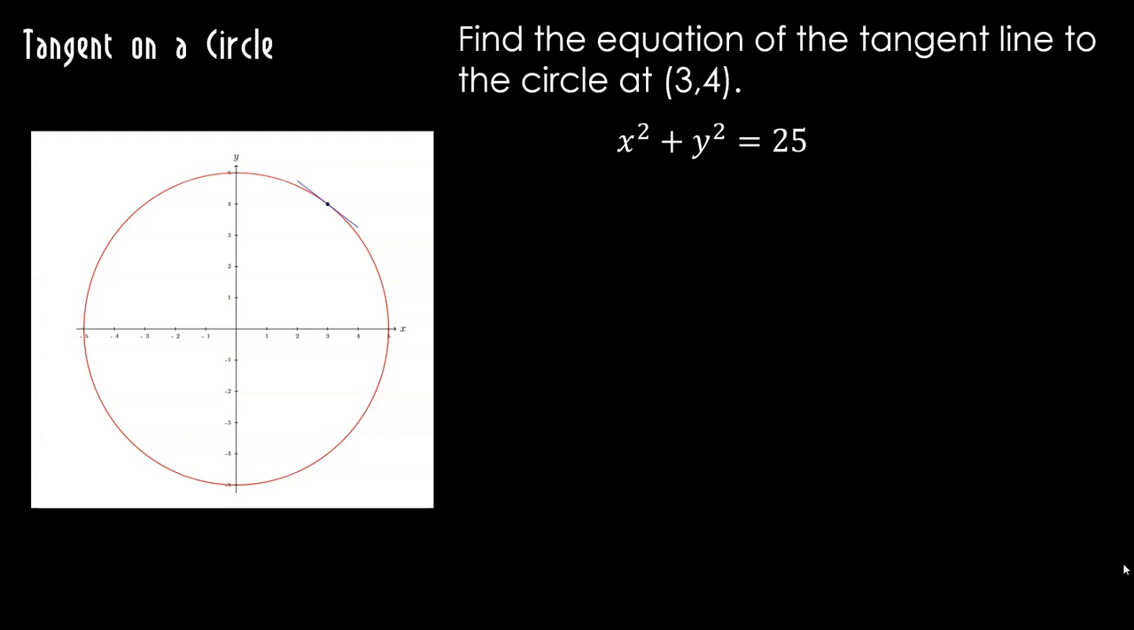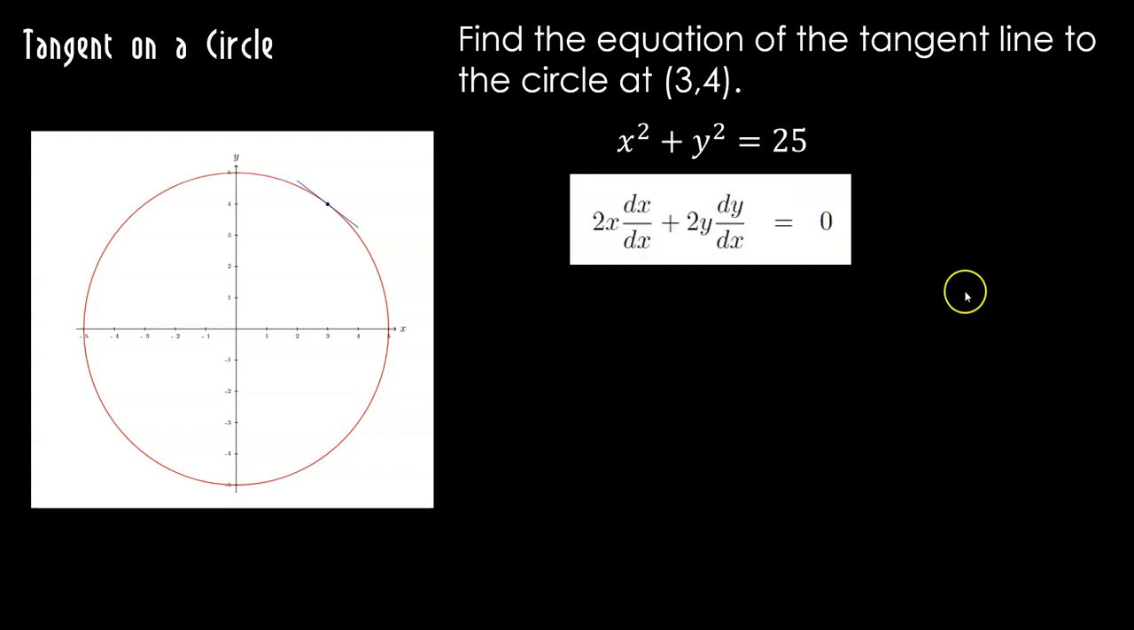Now, when I do this, I'm going to treat the inside as a separate thing so we can do the chain rule. So notice I will have 2x times the derivative of the quote-unquote inside, which is dx/dx. Y squared, the derivative is 2y times the derivative of the inside with respect to x, so dy/dx. And of course the derivative of 25 is 0.